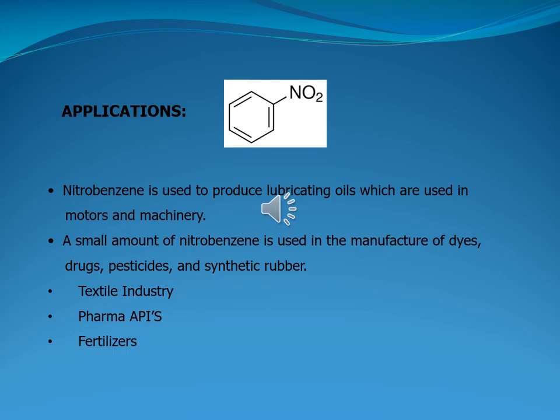Applications of nitrobenzene. As you know, nitrobenzene has synthetic and rich applications due to the presence of the nitrogen atom within the molecule, because the nitrogen atom is very active in this molecule. Nitrobenzene is used to produce lubricating oils, which are used in motors and machinery. A small amount of nitrobenzene is used in the manufacture of dyes, drugs, pesticides, and synthetic rubber.